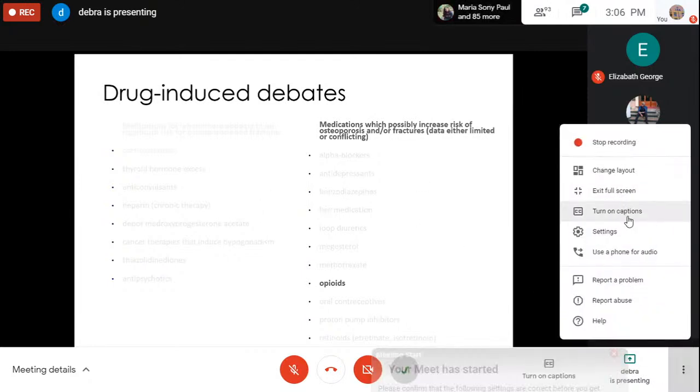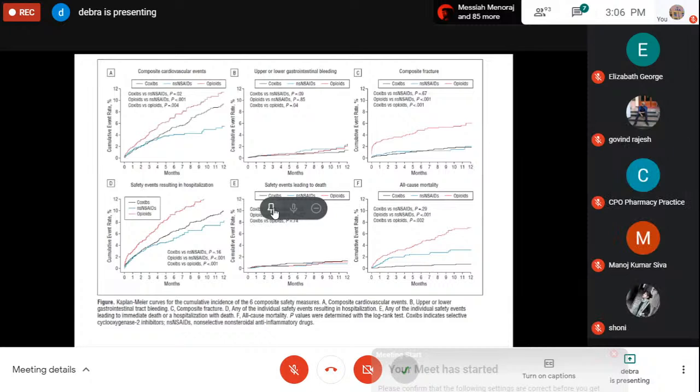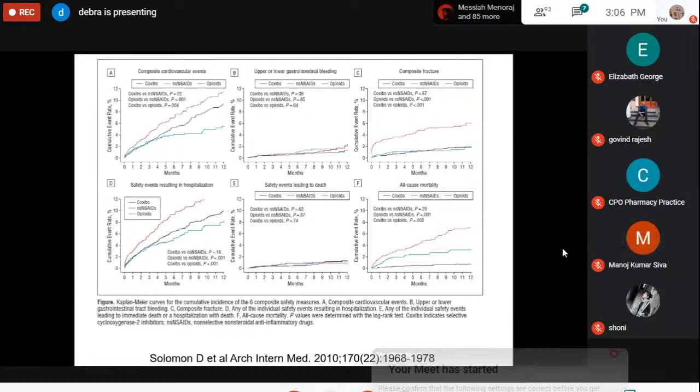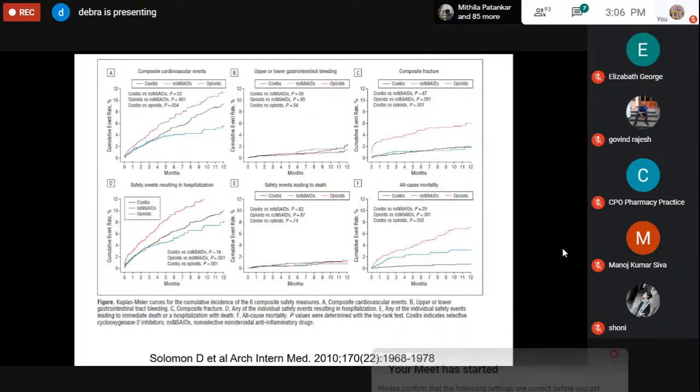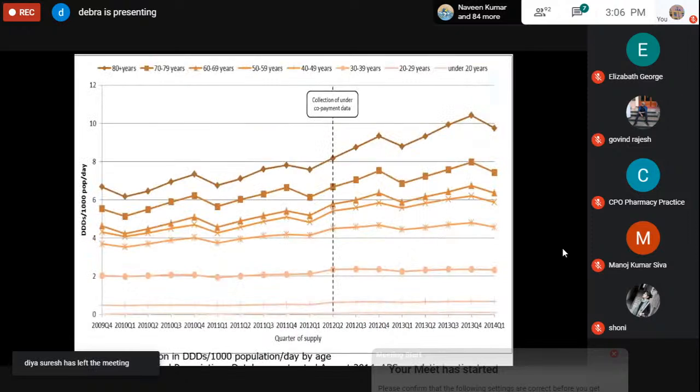cause increased fracture risk. And this is some pharmacoepidemiological work that shows up on the top panel, you can see composite fractures is very much increased when people are taking opioids. And again, use of opioids may not be as common in India, but we've certainly in Australia, North America, the United Kingdom seen a big increase in the use of opioids, and particularly in older people.